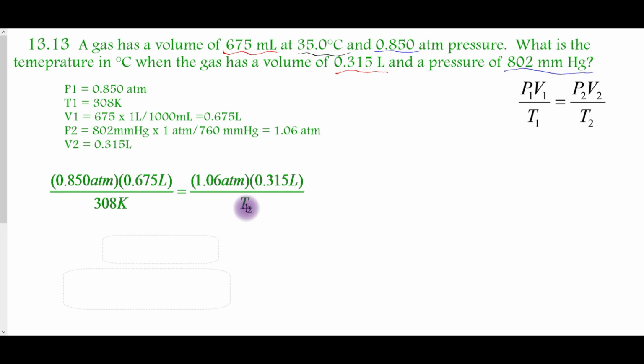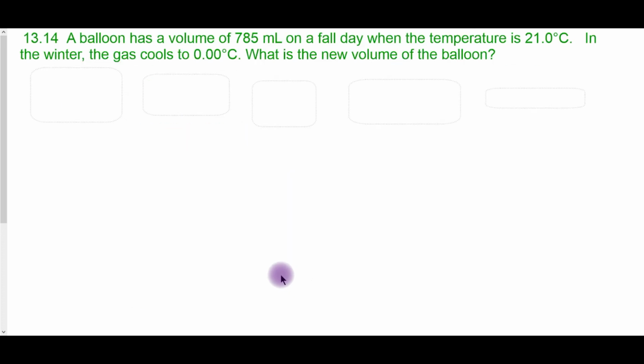Once again, we're looking for second temperature. Using algebra, temperature is 179 Kelvin. The question asks for temperature in degrees Celsius, so the value is negative 94 degrees Celsius. Pause the video and give this problem a try.